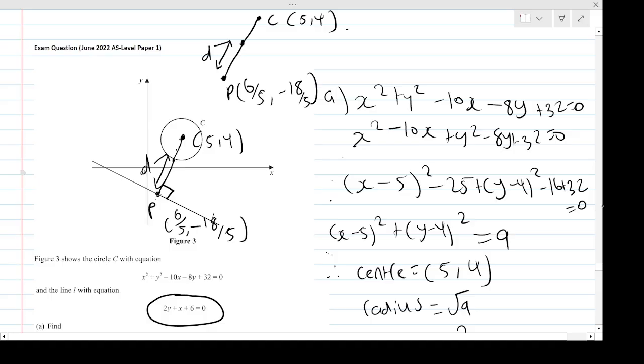Okay, but then I know that this is the radius, right? From the center to the circle edge. But I can also work out the overall distance because I know the 2 points. That'll be the distance formula, right? So then I can say that that's the root of the change in x.